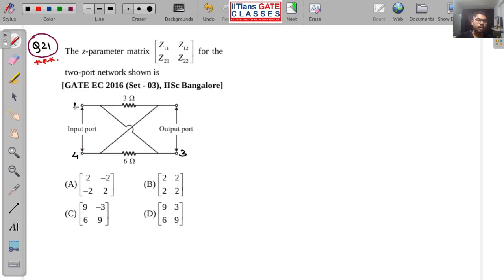See, I am going to name this port, I am going to assign numbers to the ports. So this one is 1. Here it is I1 with plus minus V1, and this is plus minus V2 and I2. Now I am going to redraw this circuit. So look very carefully. In between 1 and 2, I have 3 ohm.